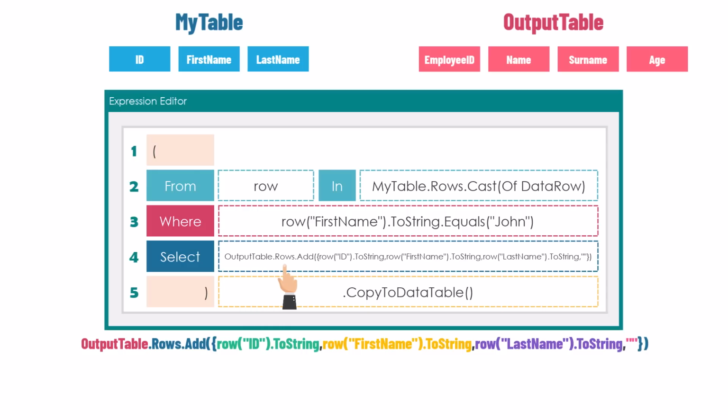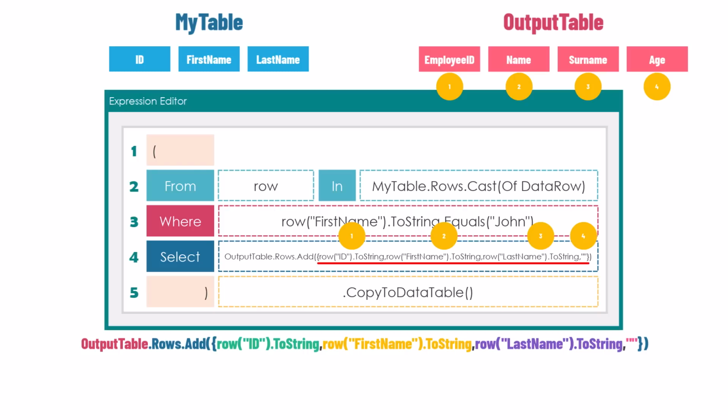After that I use the property rows and the function add, to add new rows to this table. Inside the braces I have an expression that consists of 4 expressions. I have 4 expressions, because I have 4 columns in the output table. Or in other words, I added 4 expressions, because I want to add values to 4 columns inside the output table.